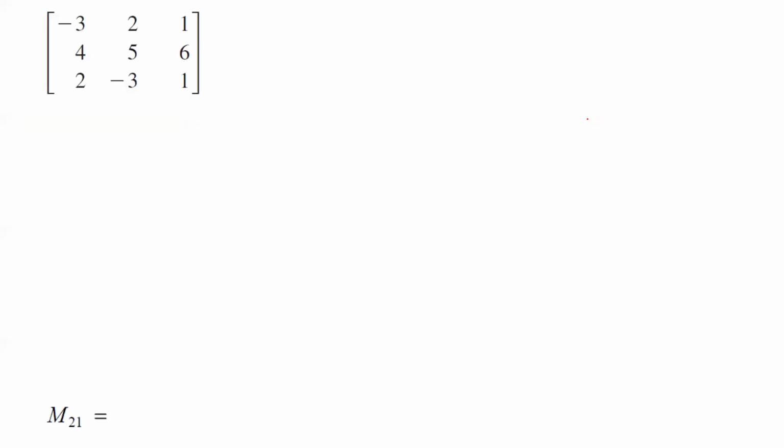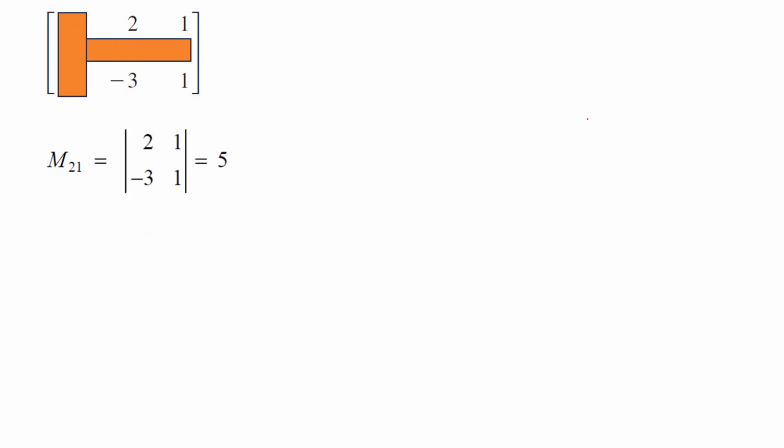Here we go. So we copy down the matrix again. Now we are finding the minor for the second row and first column. It means that I'm getting rid of the second row and the first column. I end up with a 2x2 matrix. The determinant of this 2x2 matrix is 2 times 1 minus 1 times -3, which is 5.